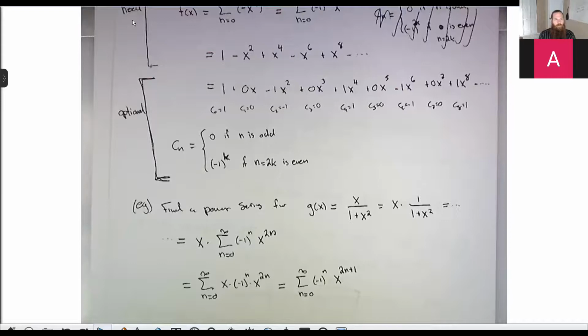Compare the blue and the red. I think last time I had the partial sums in blue and the actual function in red. So let's do it like that.